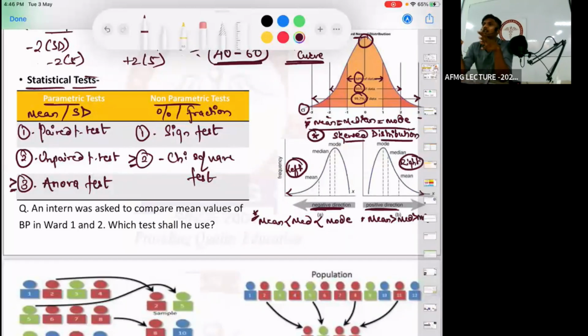So either fraction or percentage, if I compare it, is a non-parametric test. In how many groups was I comparing? Two groups, two or more groups. So therefore it is a chi-square test.